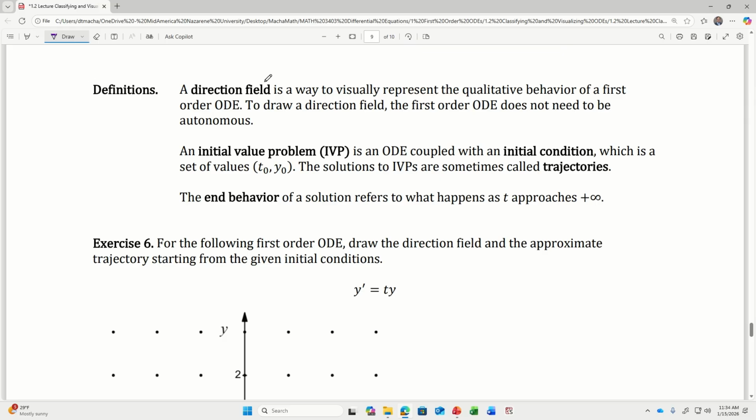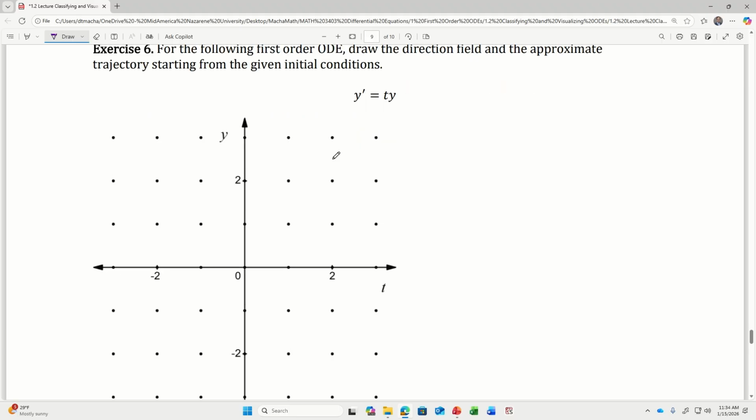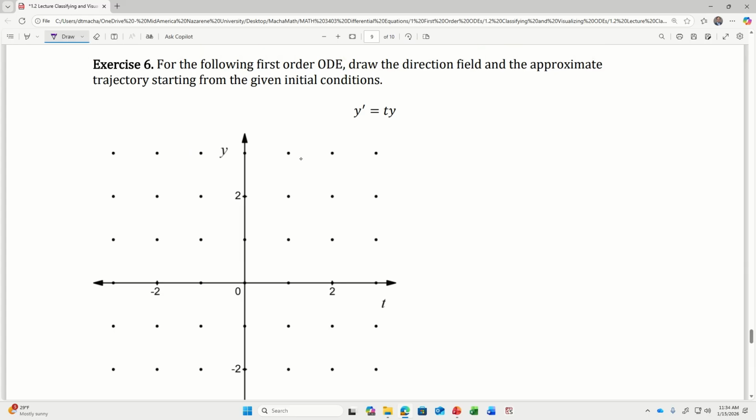A direction field is a way to visually represent the qualitative behavior of a first order ODE. To draw a direction field, the first order ODE does not need to be autonomous. This is what you do if you have a first order ODE that's not autonomous. Let's draw this direction field. For the first order ODE, draw the direction field and the approximate trajectory starting.